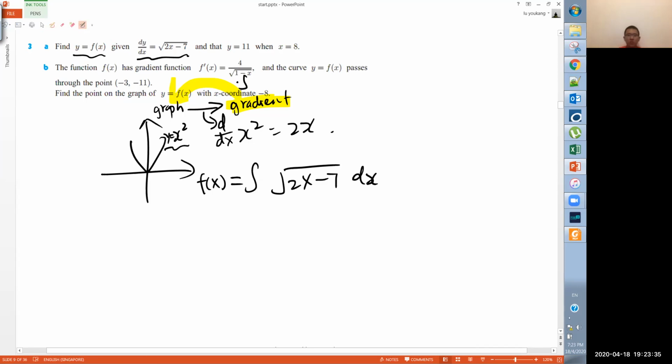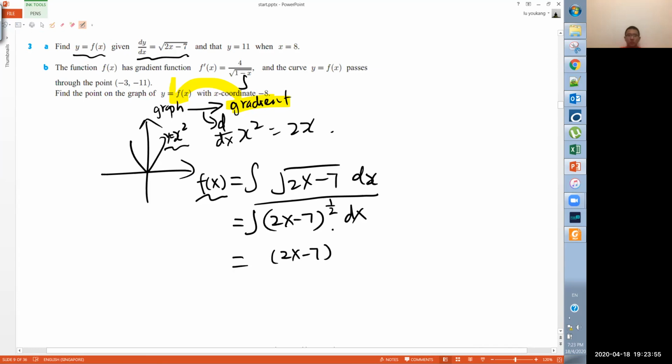Okay? So therefore, to get back your graph function, you need to integrate your gradient function. Right. So to integrate this, first you need to change it to this format. Once you change it to this format, you add 1 to the power and then bring down this resultant power, which is 3 over 2. And you know that when you differentiate this, you will take out the 3 over 2, right? So you need to have 2 over 3 to counter the effect of it.